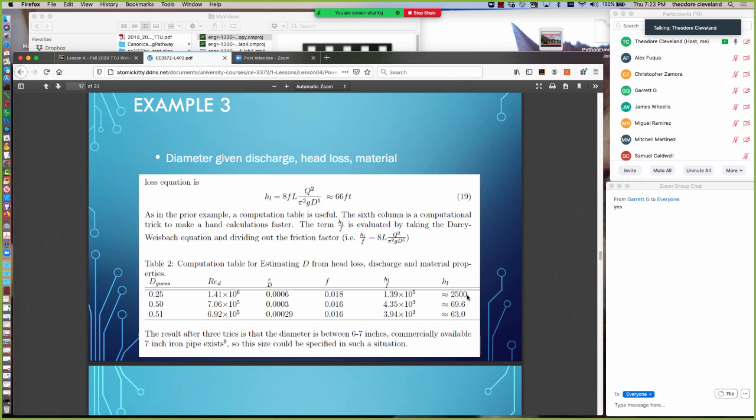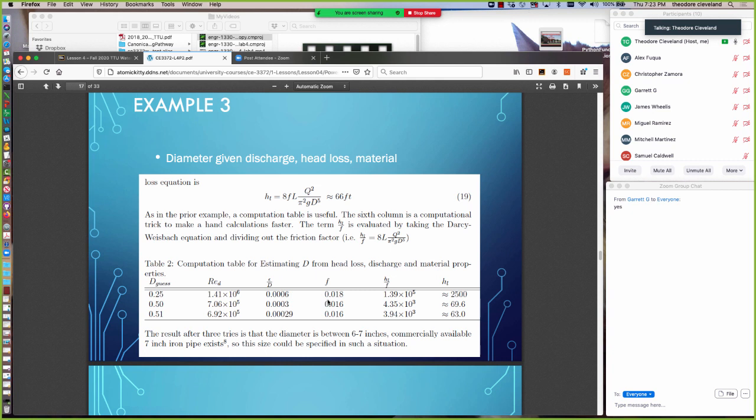which is quite a bit larger than the required 66. So we'll increase the diameter, recompute the Reynolds number, recompute the roughness ratio, look up the friction factor again, and compute a new head loss of 69 feet. That's pretty close. We make the diameter bigger yet again, but not by much, about 5% bigger. Compute the new Reynolds number, compute a roughness ratio, look up a friction factor, and here's a good instance.